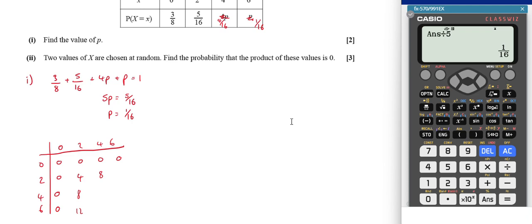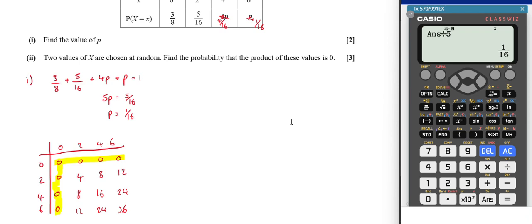8, 16, 4 sixes are 24, 12, 24, and 36. So the ones I'm interested in are these ones.